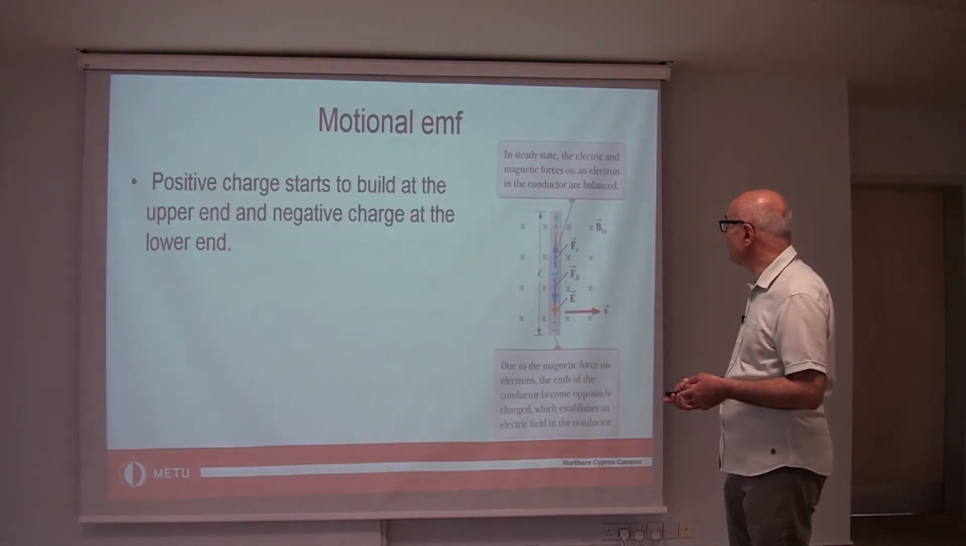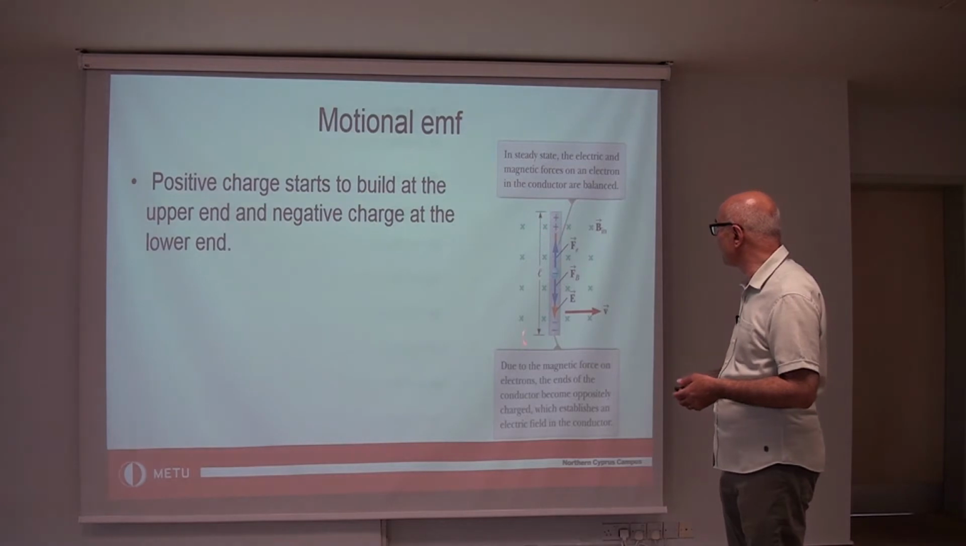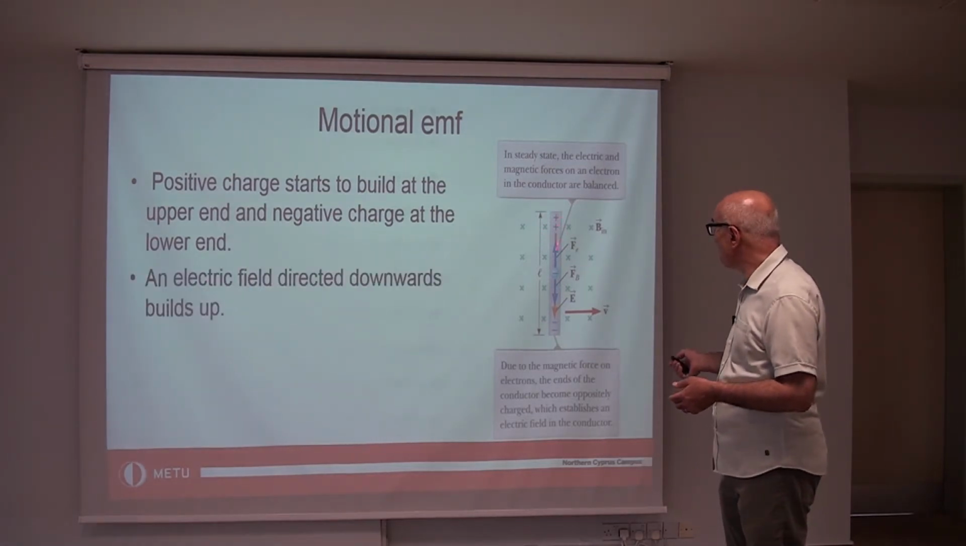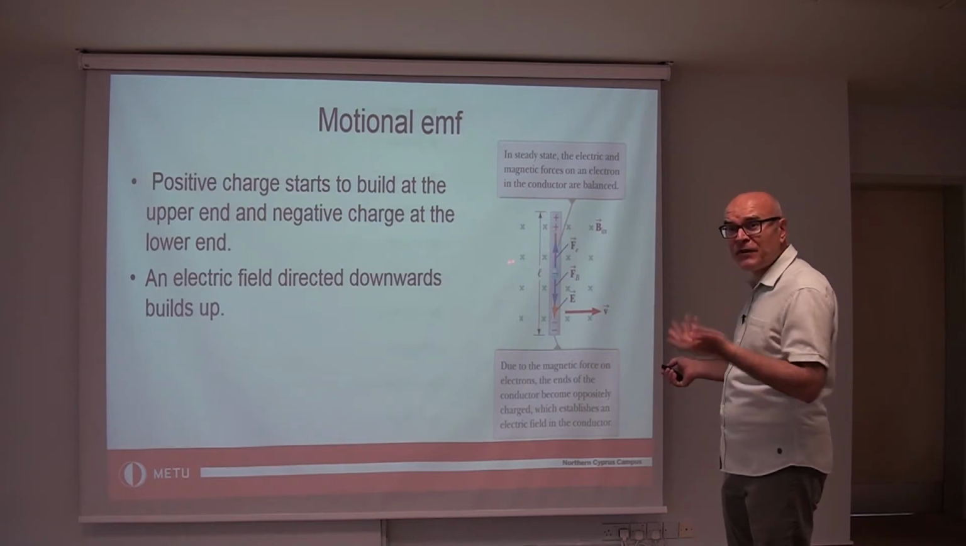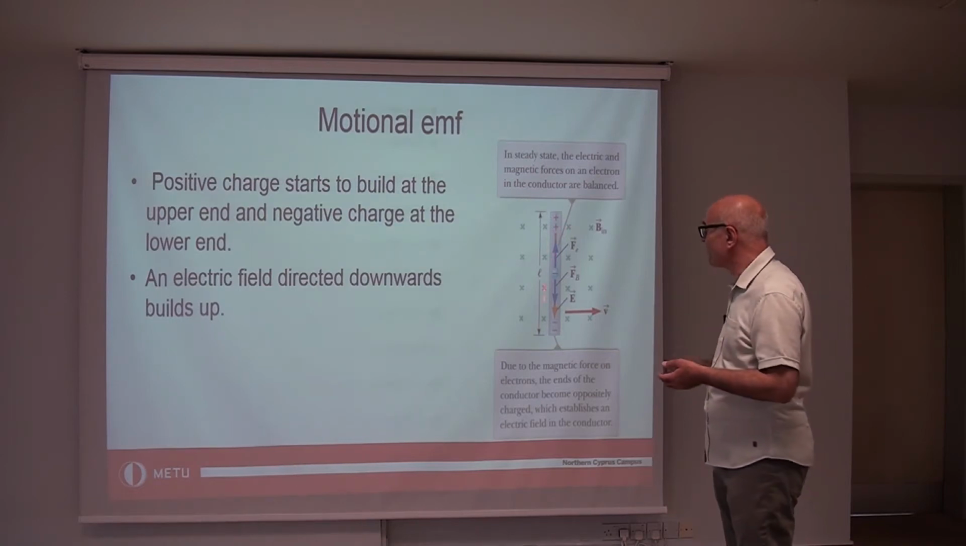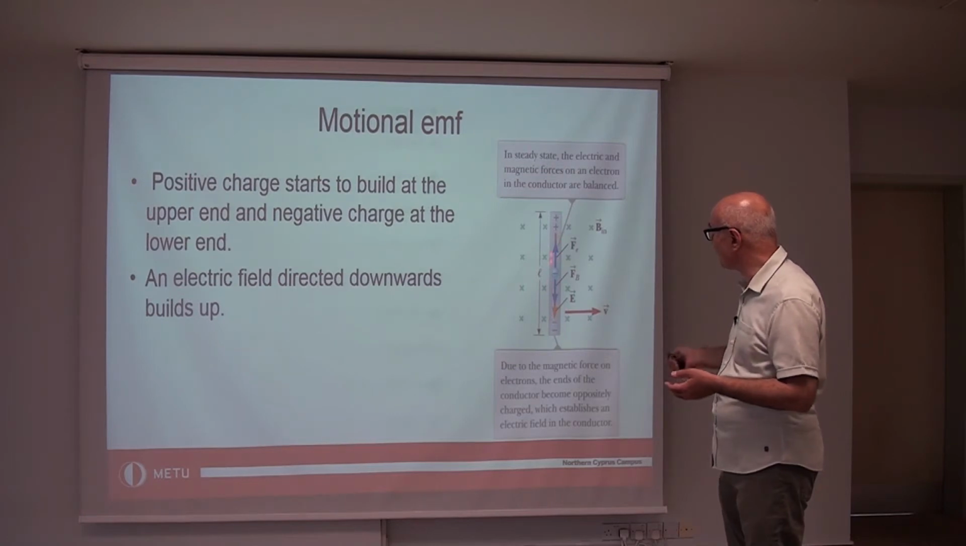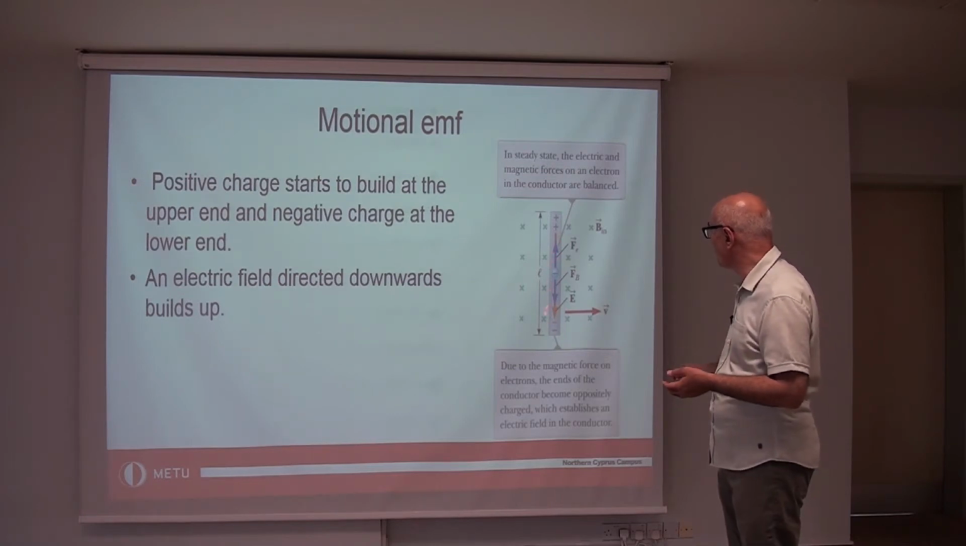Now, as this happens, you have positive charge building up at the top and negative charge building up at the bottom. And the meaning of this is that we will have now an electric field that starts to build up, and it's directed from up to down, as you can see here. This is the direction of the electric field, the orange one. Okay?